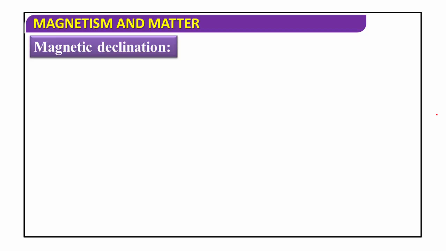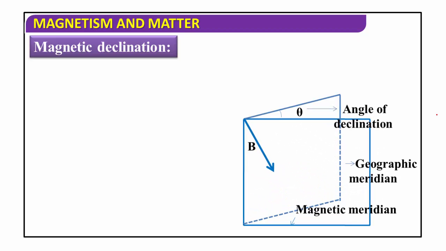Magnetic declination. Here, theta is the angle of declination, the angle between the geographic meridian and the magnetic meridian. This dotted line indicates the geographic meridian and this line indicates the magnetic meridian. The angle theta between the geographic meridian and magnetic meridian is the angle of declination. The angle between the geographic meridian and the magnetic meridian is called magnetic declination.